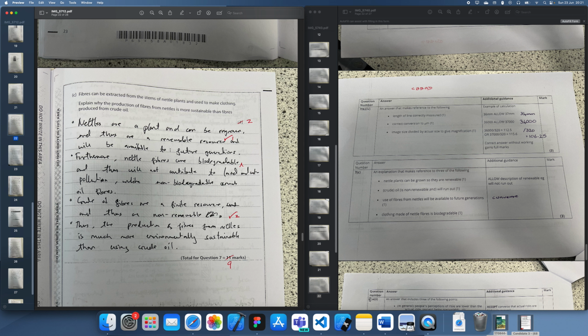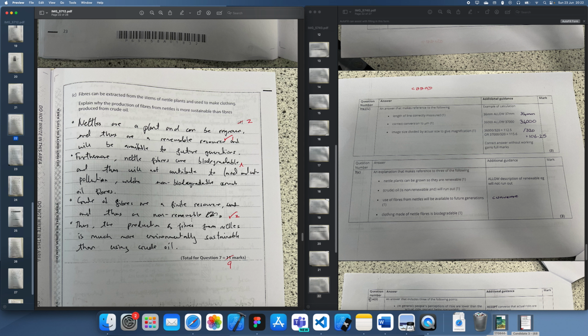I actually questioned my teacher. She told me the use of fibers from nettles will be available to future generations, and I wasn't able to get that mark even though I said available for future generations, because I talked about nettles rather than the fibers from the nettles. So that was annoying, but it's alright. I guess you just have to pay more attention to those.